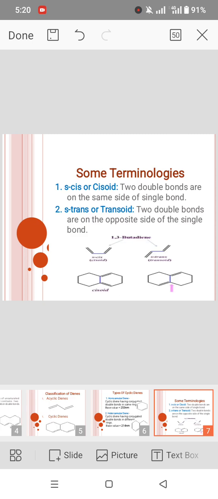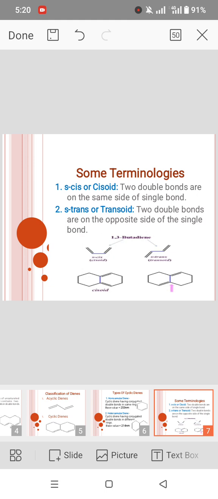Now we have to understand some terminologies to solve the problems related to lambda max. Let's go through those terminologies. The first is S-cis or cisoid. If two double bonds are present on the same side of the single bond, they are called cisoids. And the second terminology is S-trans or transoid.